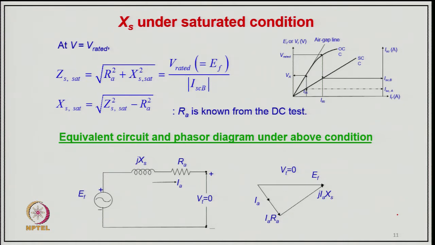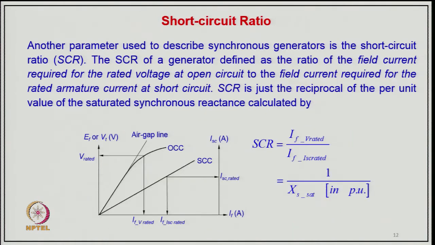The equivalent circuit and phasor diagram you can see here, we have E_F, jX_S and R_A, and that is the terminal voltage, and you are connecting the generator to the load. This is typically for when you have V_T equal to 0. So, the total induced EMF is only for the resistance drop and the synchronous reactance drop.